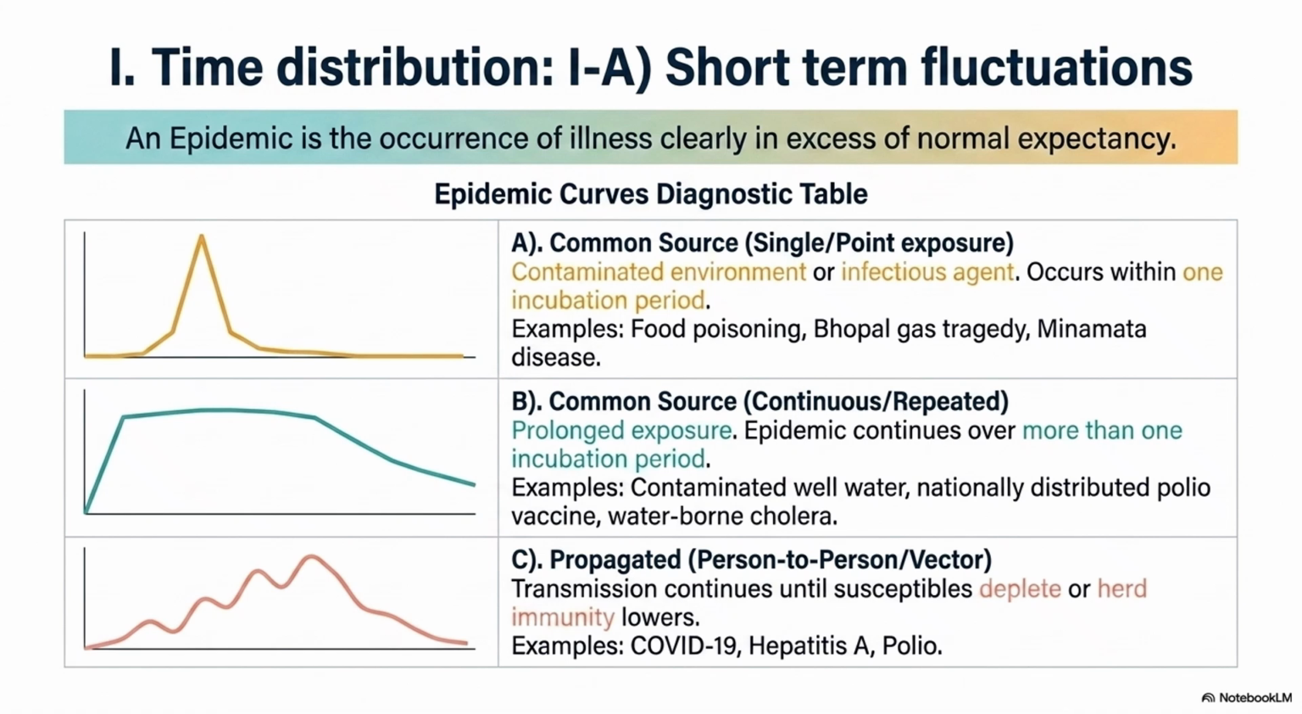this outbreak will continue. And the famous example we know is COVID-19. It continued as a public health problem until most of the susceptibles were depleted. That means after the majority of the population became immune to COVID-19, it decreased; it had continued as an epidemic and as a pandemic. So this is propagated spread. It can transmit from person to person through direct contact, through droplets, or through vectors. Examples are COVID-19, hepatitis A, and polio.